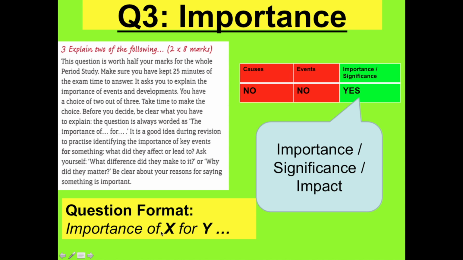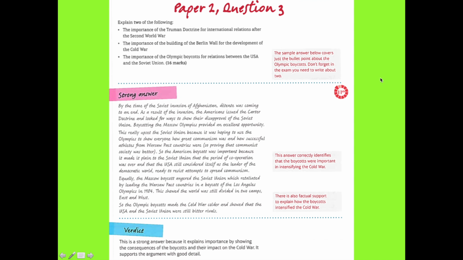It's not going to be enough to explain the importance of X in and of itself, per se. It's going to be the importance of X for Y. So again, we're not looking at the causes of events or the events themselves. We're looking at the importance, significance, or consequence of those events, what impact they had.